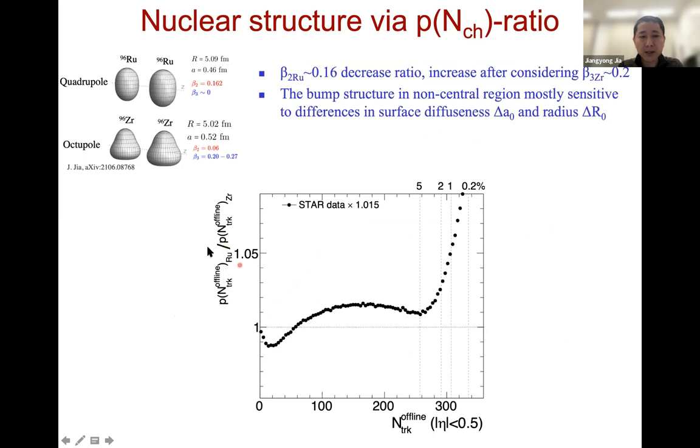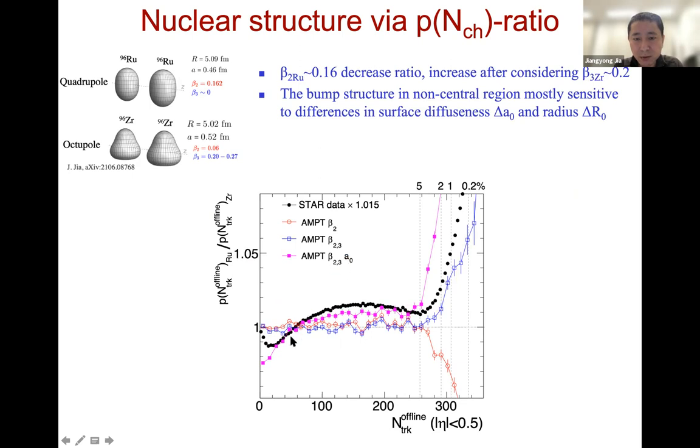And so here's the multiplicity ratio, and this is the raw data from STAR. If I only include the beta 2, you see a suppression in the ultra-central collisions due to the smearing in central collisions, but no influence in mid-central collisions. Now putting in beta 3, you see this only affects the ultra-central collisions. Now, if I put in the A0, you can see you already create this bump here. But finally, putting in the R, you can see it matches the data. This bump matches quite well with the STAR data. So the tail is more sensitive because there are a lot of cancellations. It's not easy to get it very precisely.